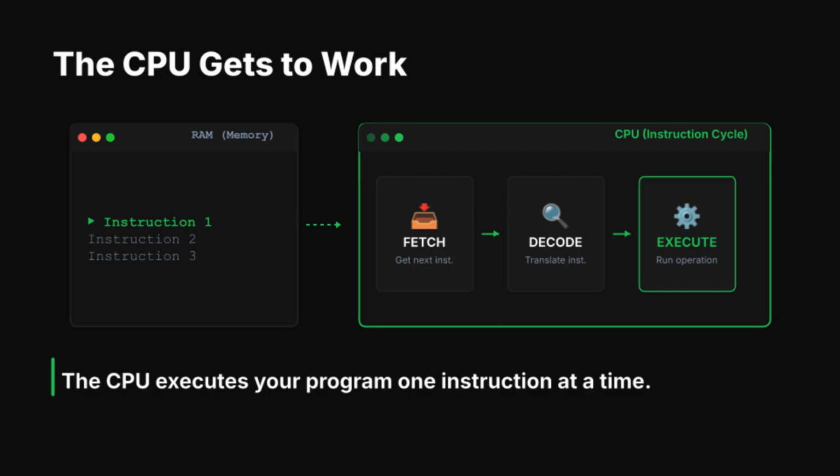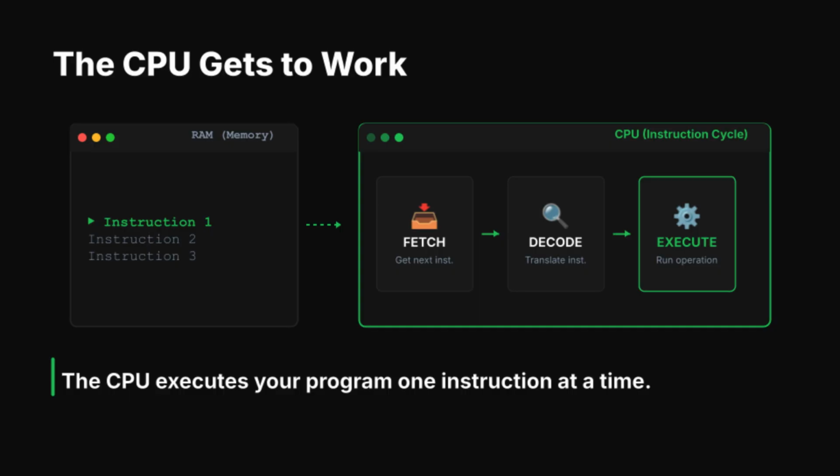A program is a list of instructions. The CPU starts with the very first one. Now follow what happens on the right. First, the CPU fetches the instruction from the RAM. Then it decodes it. In other words, it figures out what the instruction is asking it to do.